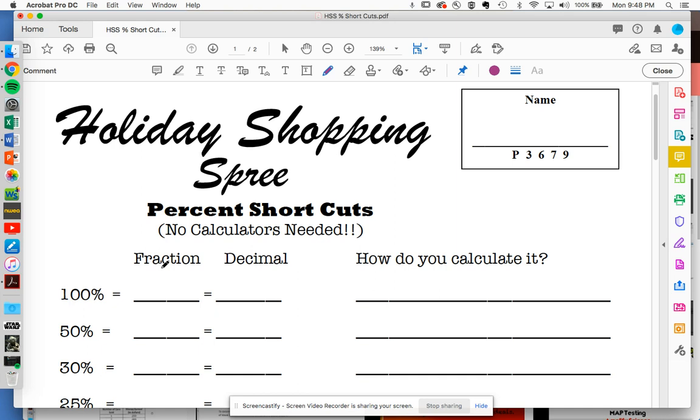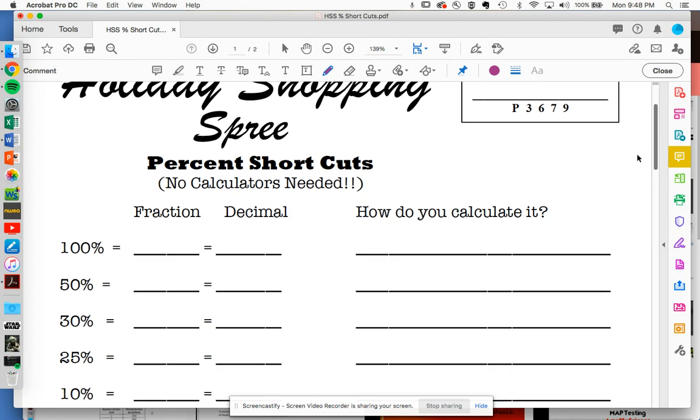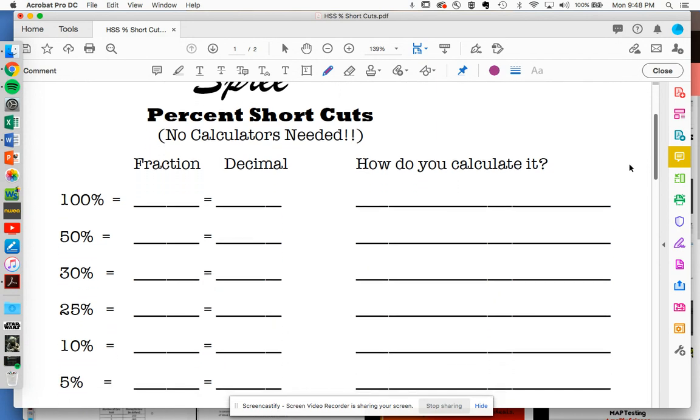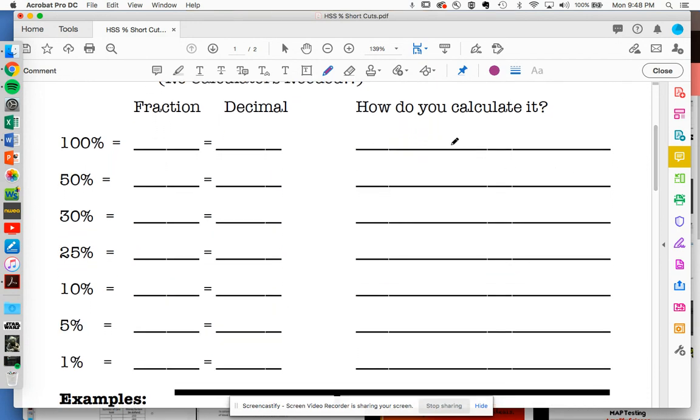Hello, students. I'm going to show you how to fill in this holiday shopping spree percent shortcuts. Make sure your first and last name is at the top and you circle what class period you're in. Some of you have seen this first front side page, but some have not.